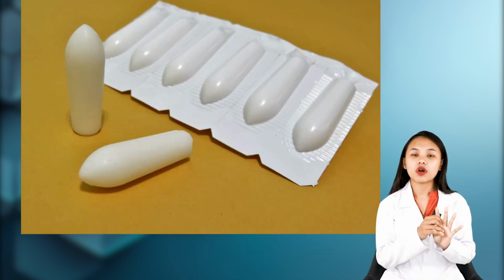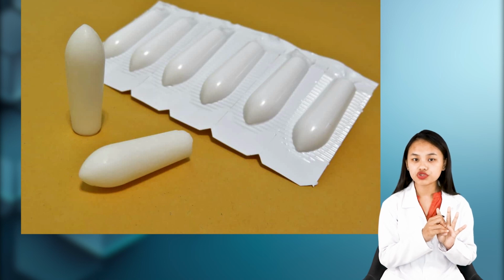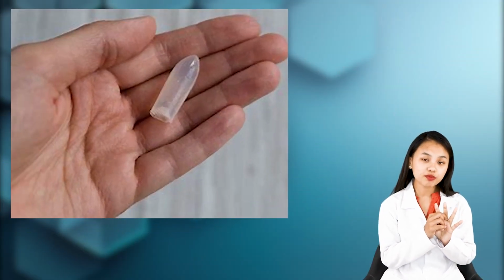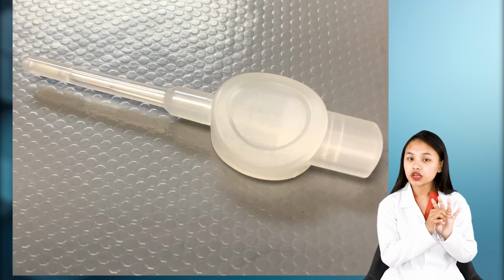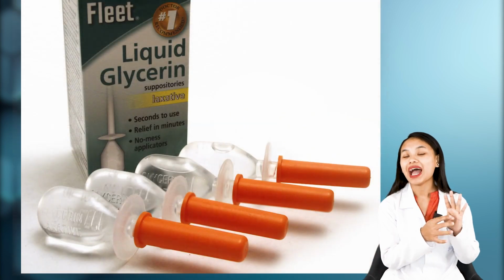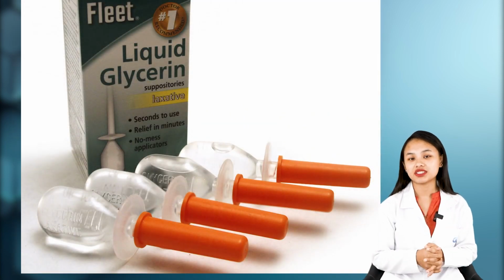Now, when we talk about the types, there are 4 types of suppository. The first one is the rectal suppository. The second is the vaginal suppository. The third is the urethral suppository, and the fourth is the rectal fluids.